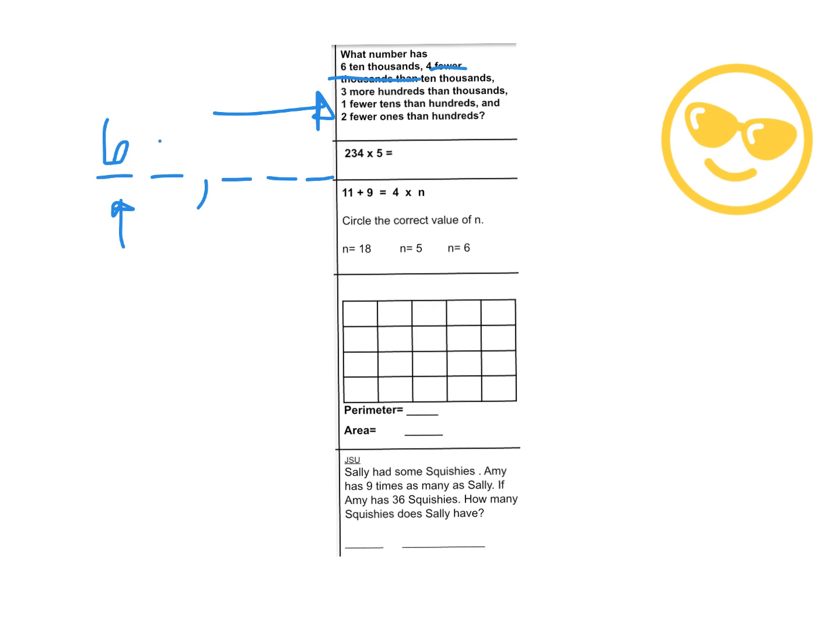4 fewer. Yep, 2. 3 more hundreds than thousands. So we're looking at the thousands and then the hundreds. So it's 3 more than 2. Awesome. 5. 1 fewer tens than hundreds. So here's my tens. Here's my hundreds. 1 fewer. What's 1 less? Yep, you got it. And 2 fewer ones than hundreds. Perfect. Coolio. You got it.